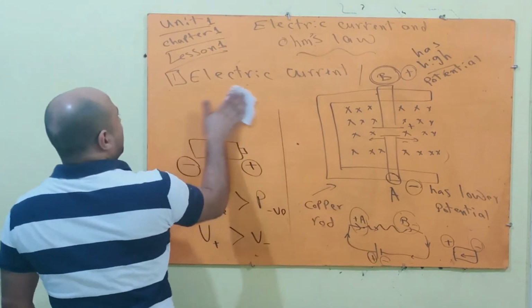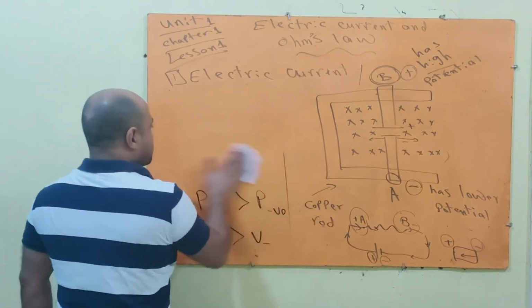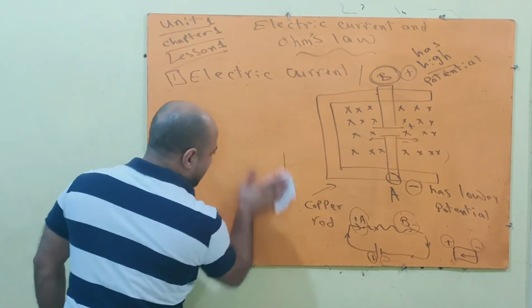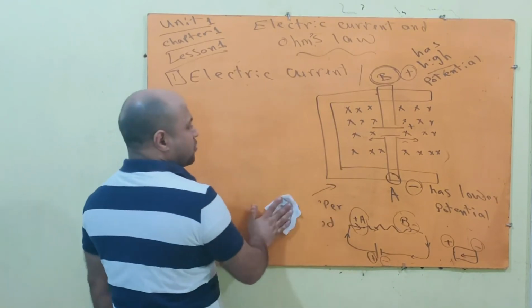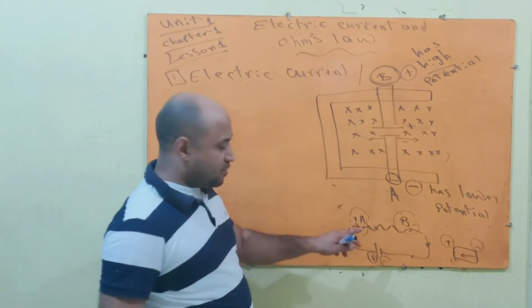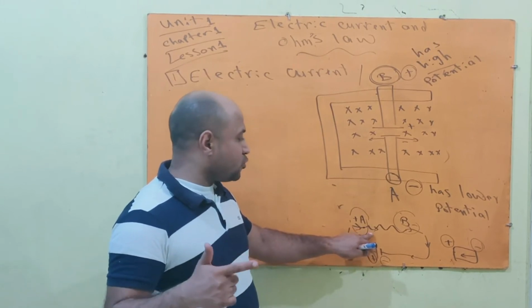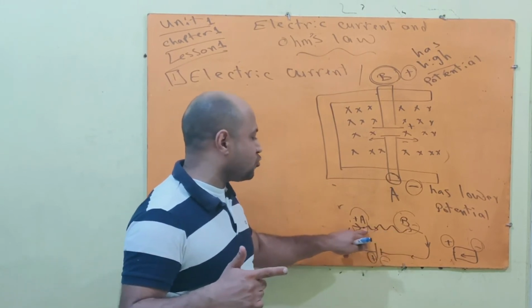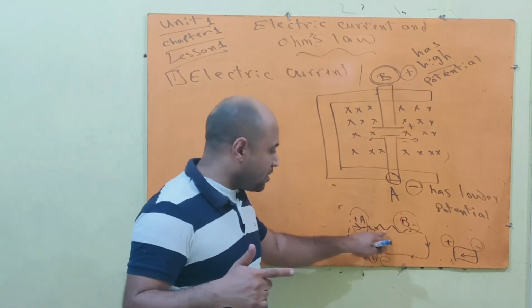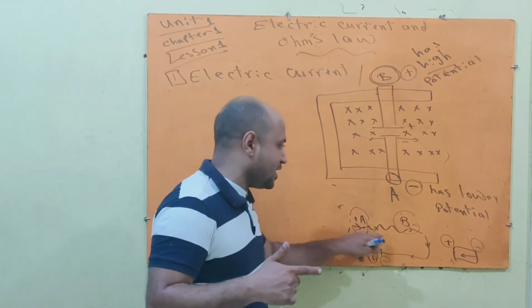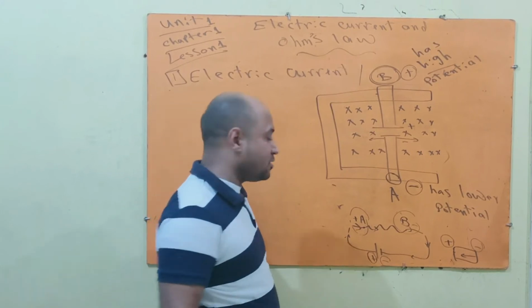Okay, we talked about electric current and the condition of electric current. The electric current flows through a conductor when there are two conditions. Number one, when there are free electrons. Number two, there must be a potential difference between point A and point B, and we are going to talk about it later.